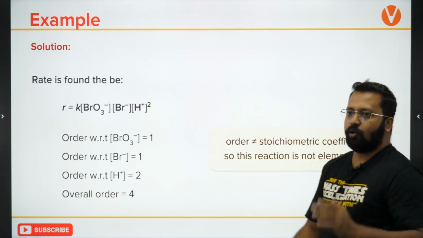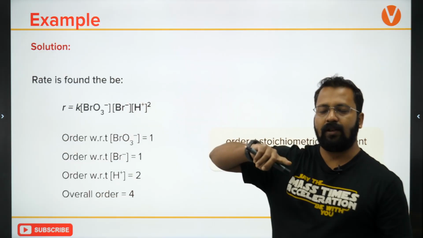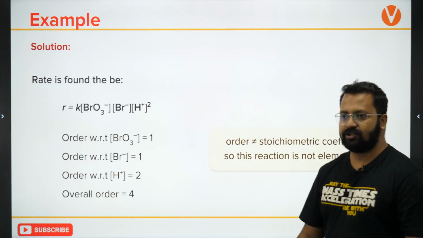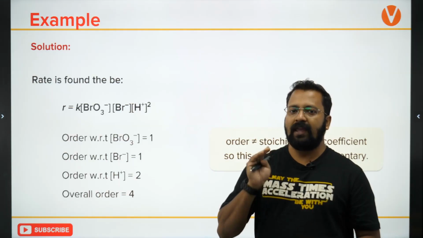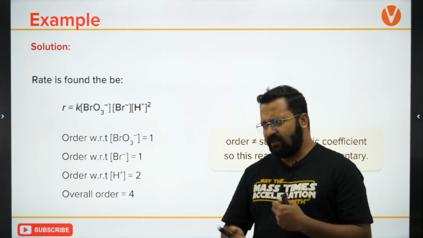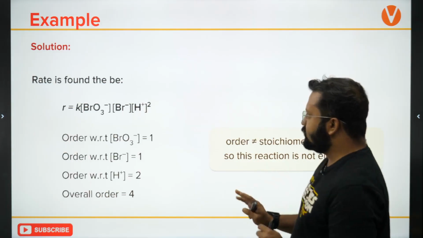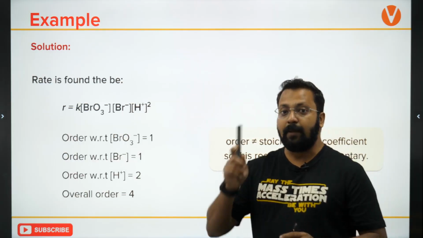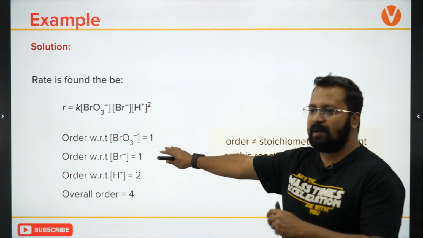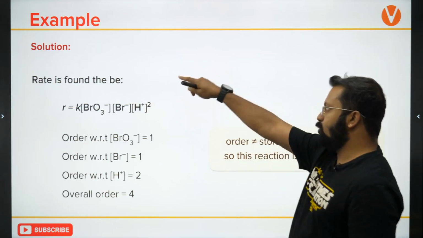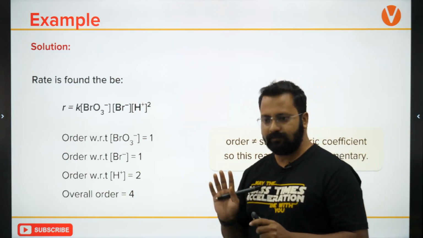The same applies here. What is the total order? 4. Total sum of coefficients is 12. So it is a non-elementary reaction. Whenever this matches, it will turn out to be elementary. So that's a very simple trick that you can use to understand whether a reaction is elementary or not. Your order will be found experimentally, then you will look at the sum of coefficients and identify whether it is equal or unequal.